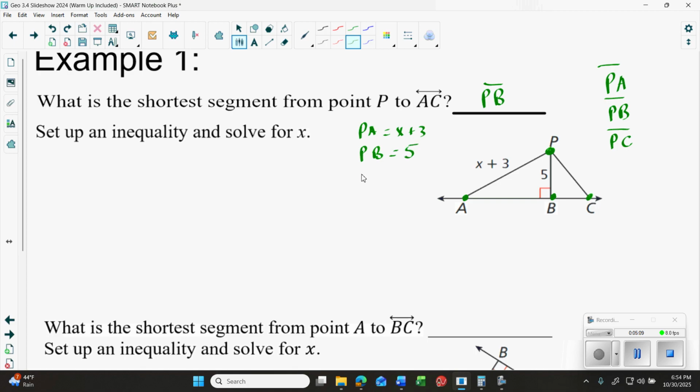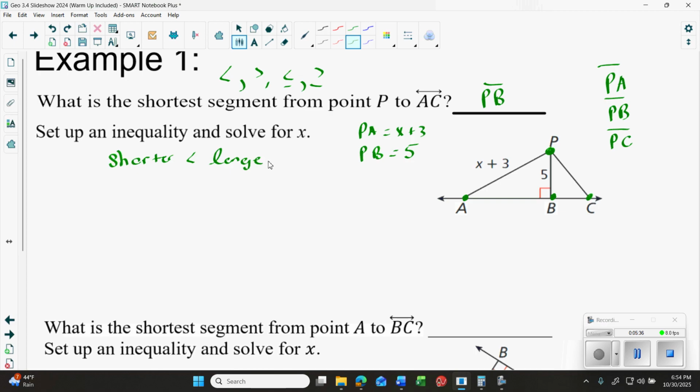And what can I do to solve for x here? Well, I know they're not equal. But we can use the fact that the shortest distance is the perpendicular segment to our advantage. Remember, inequality means one of these signs: less than, greater than, less than or equal to, greater than or equal to. What we're going to do is set this up so that the shorter side is less than the longer side.